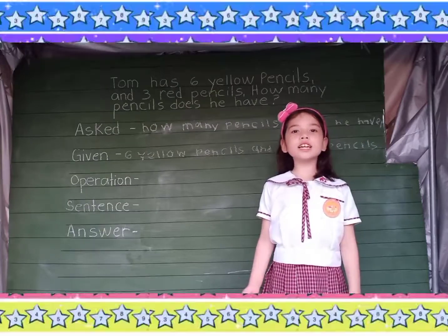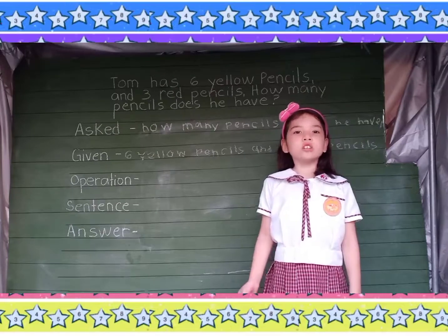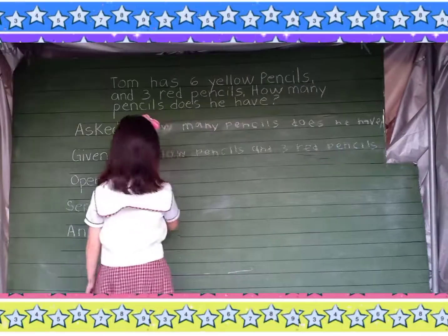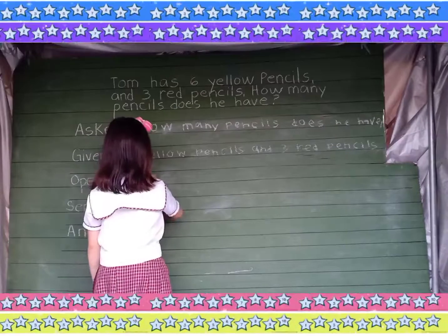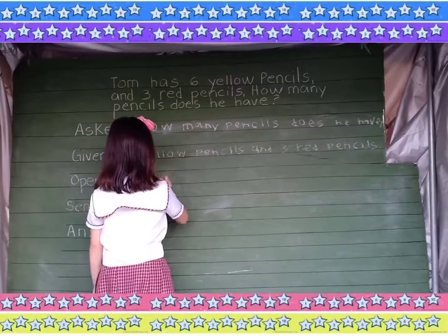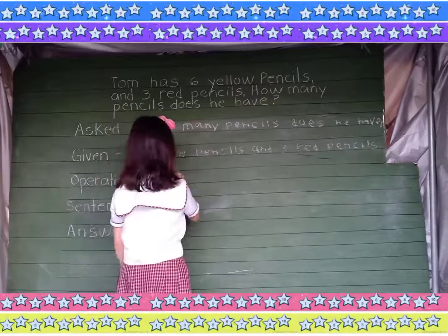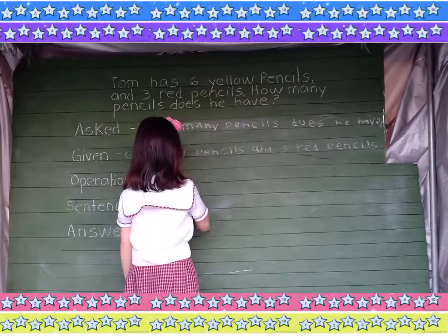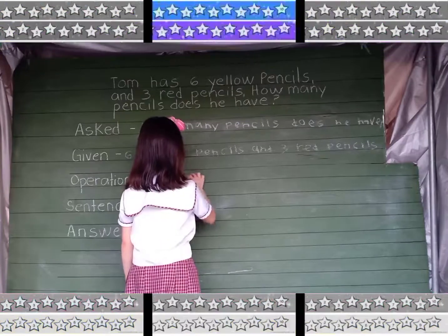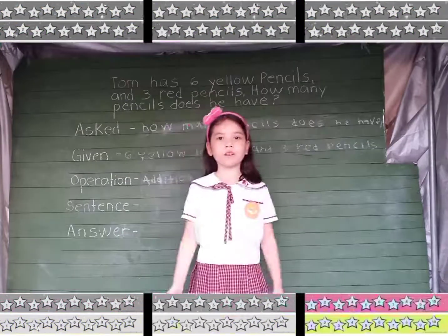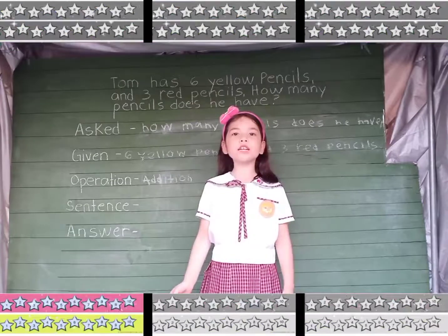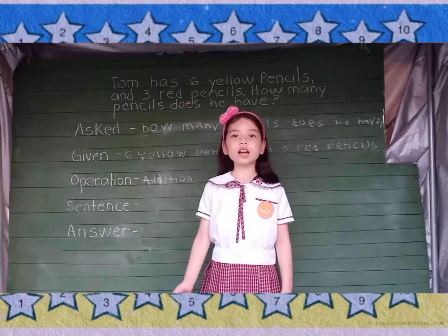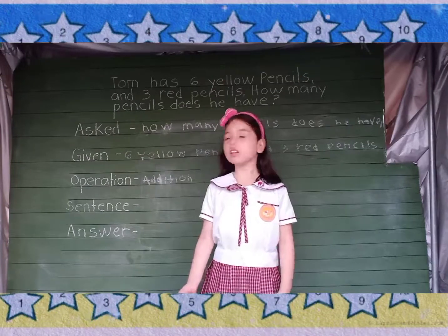The next one is operation. So what is the operation? Operation is we need to use addition, like for example.